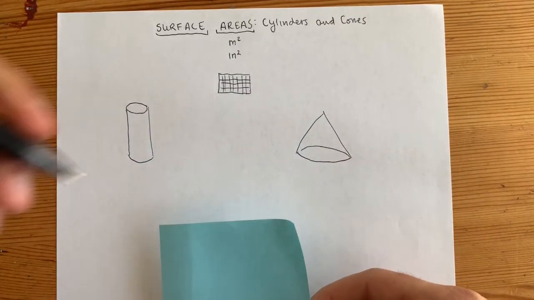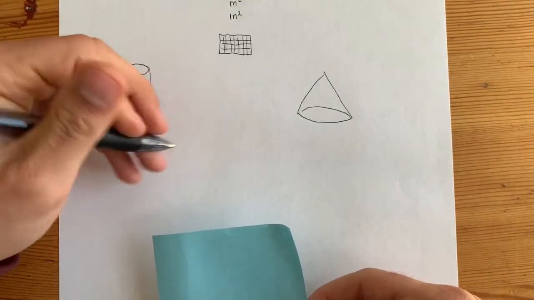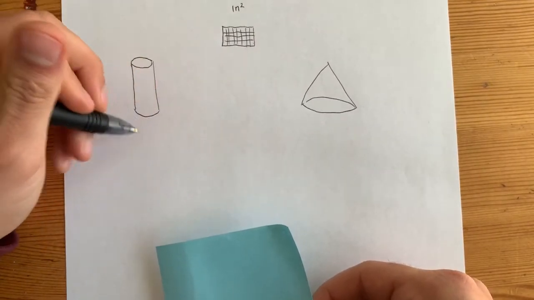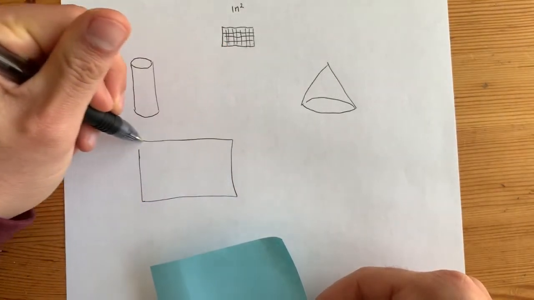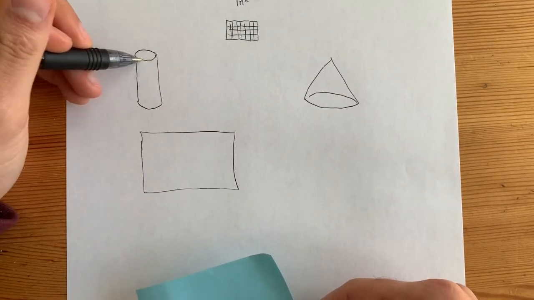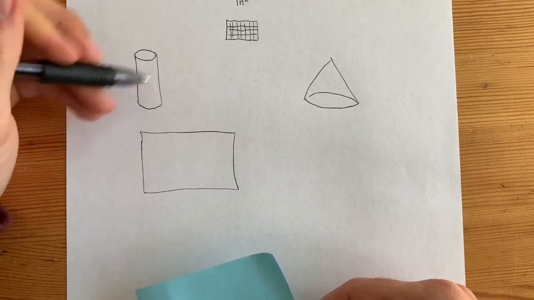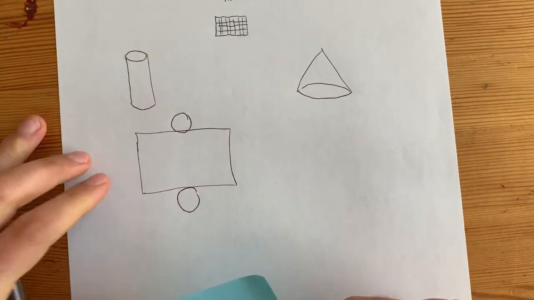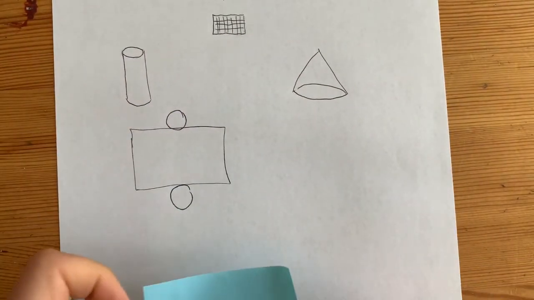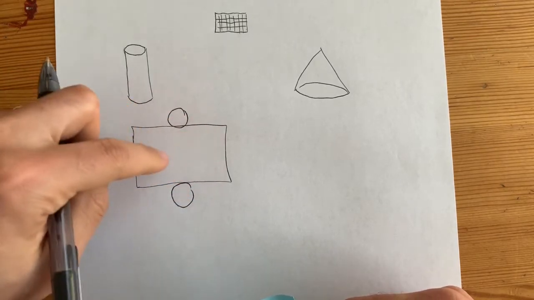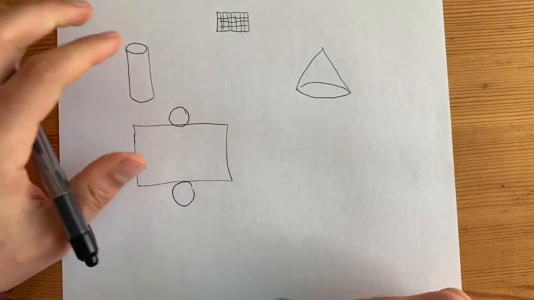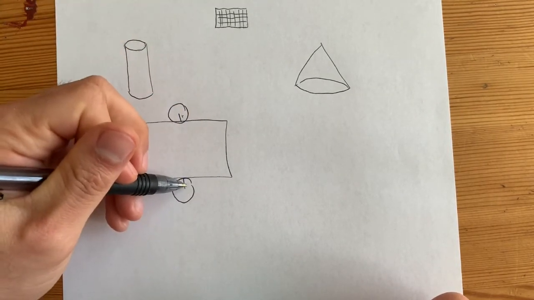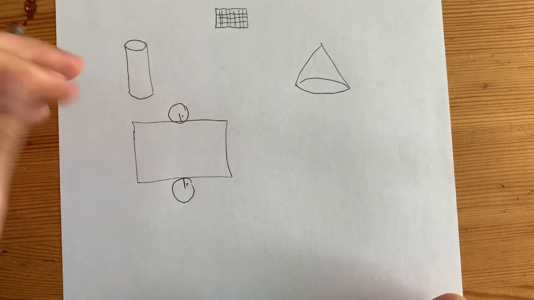So the picture of what this would look like unfolded would be, if I peeled this off, some kind of rectangle right here. And then we would have a circle on top and a circle on bottom. That's what this cylinder would look like completely flattened out. So we just need to find the areas of two circles and this rectangle. The two circles have the same radius for the top and the bottom.